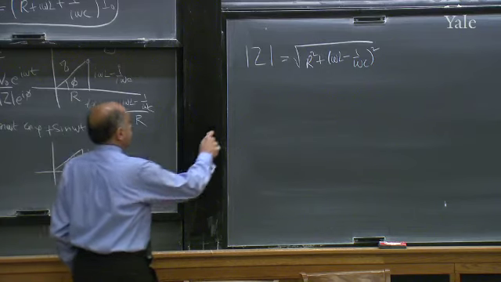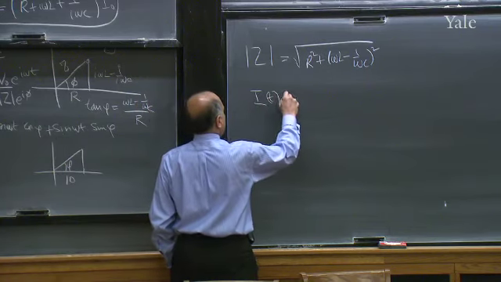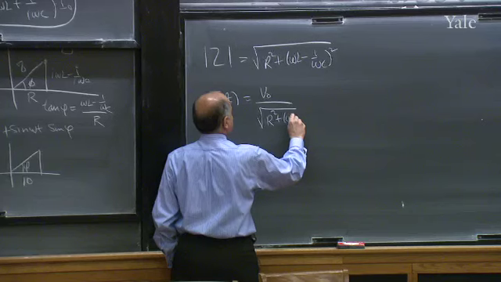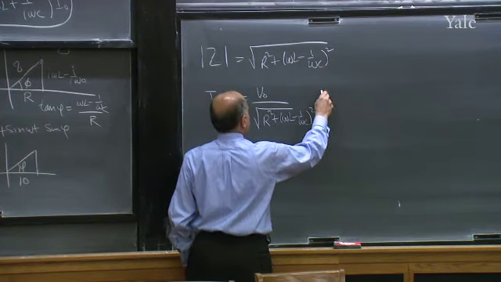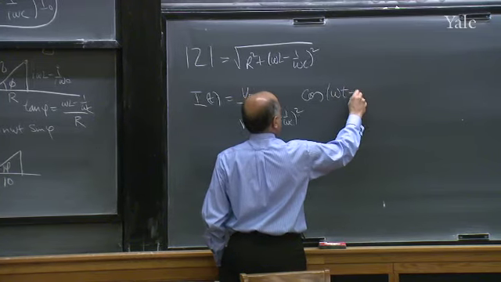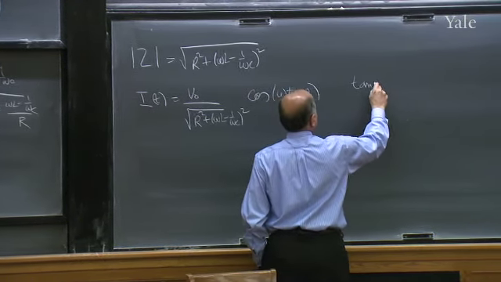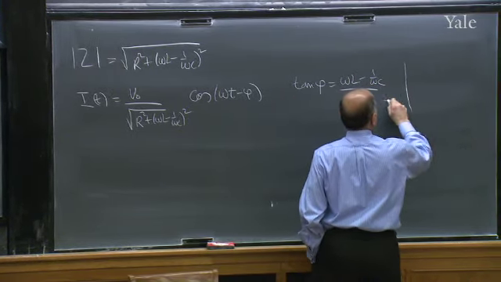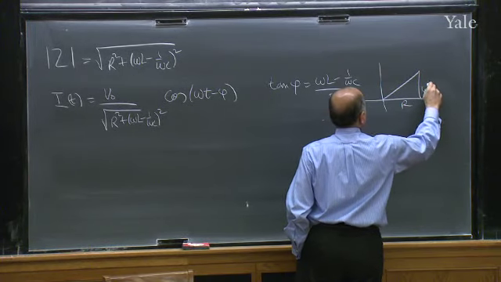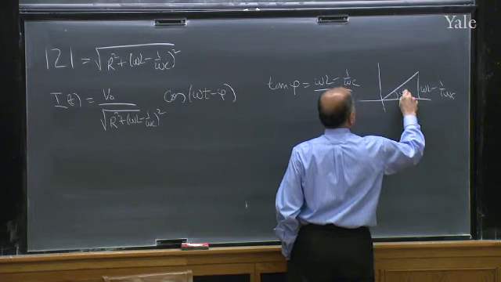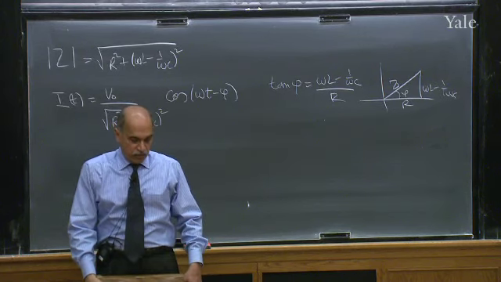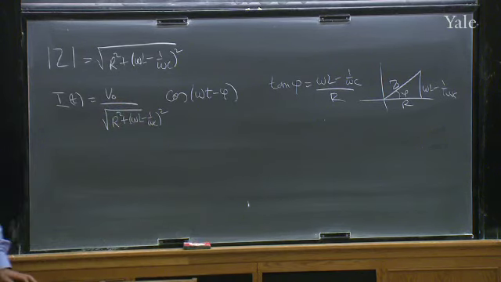So let's write in all its glory the current that we want. I of t is V0 over the square root of R squared plus omega L minus 1 over omega C squared, times cosine of omega t minus phi, where tan phi is equal to omega L minus 1 over omega C divided by R. So here is the picture. Here is R. Omega L minus 1 over omega C. This is phi. This is a complex number Z. Okay. So you can imagine now putting numbers and getting what you want.